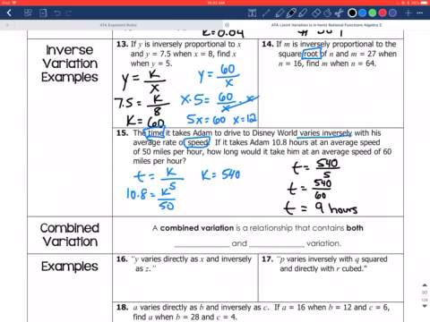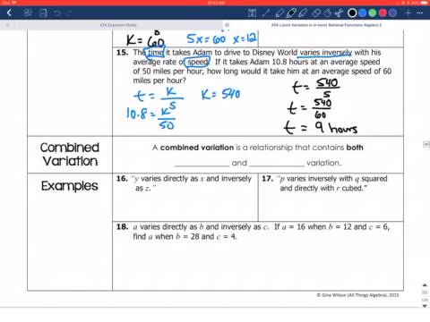Now again, that makes sense because if it took him 10.8 hours at 50 miles per hour, if we increase the speed, the time it takes to get there is going to decrease, right? So use a little bit of common sense there. If you got an answer that was higher than 10.8, then you know you did something wrong.